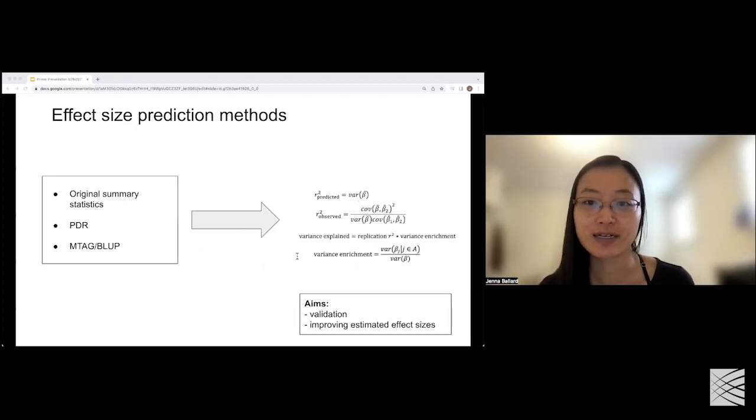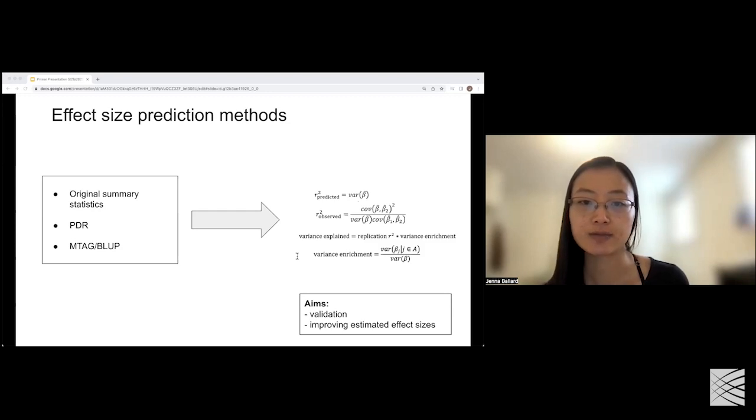Next, using the effect size distribution estimated by PDR, we can calculate posterior mean effect sizes to give better powered effect size estimates by pooling information across multiple related traits. We compared the predictions from a few different methods, including simply using the original summary statistics, as well as applying PDR and MTAG, which performs linear meta-analysis using optimal weights.